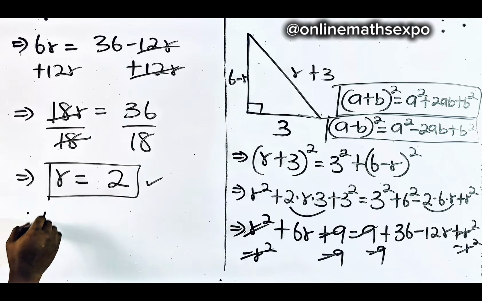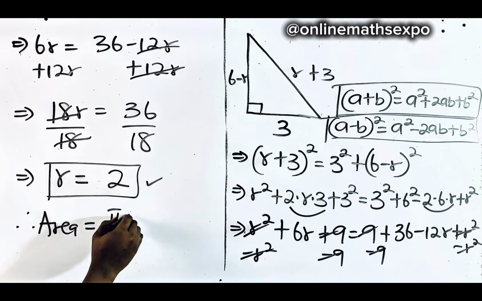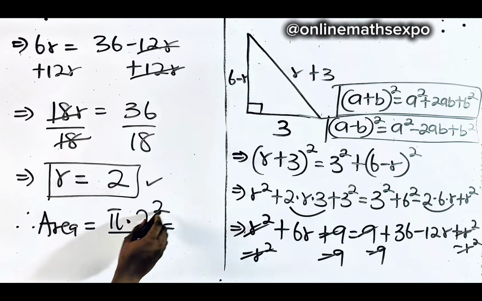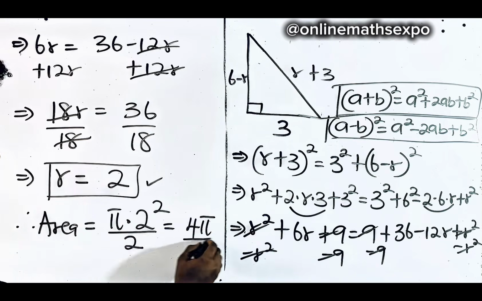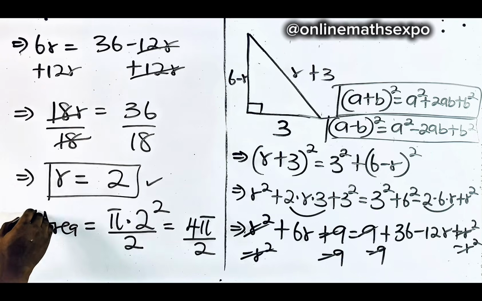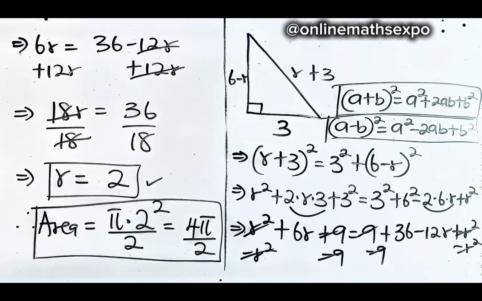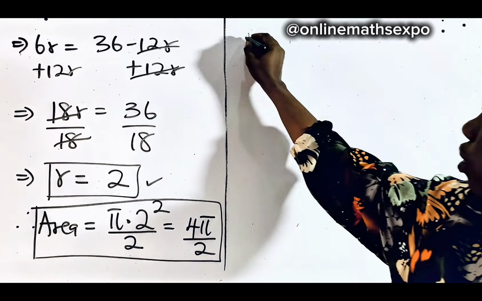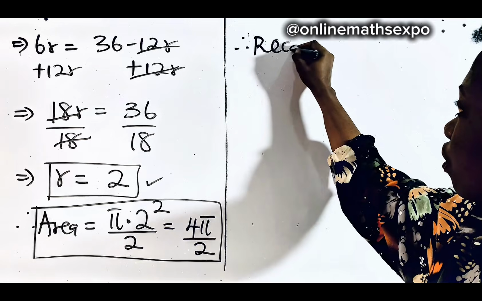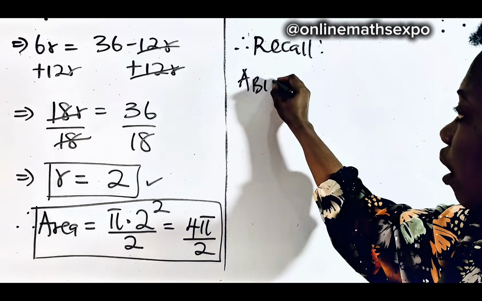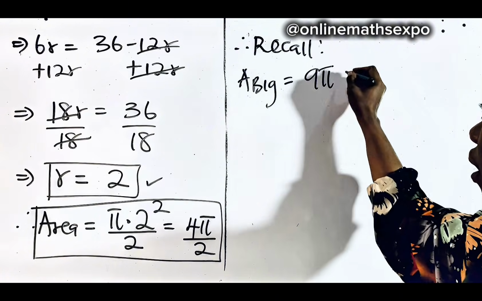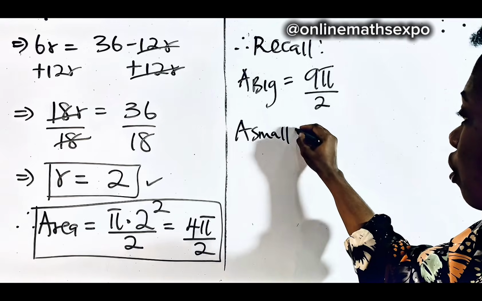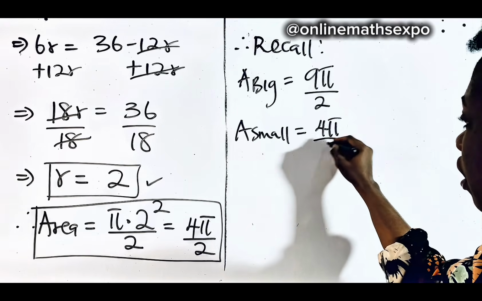In that case, it means that the area will now be pi multiplied by 2 squared, then divide by 2. So if you simplify, this gives us 4 pi divided by 2. So this gives us the area of the small half circle. Now let's bring them together to get the total area. To do that, we recall we said the area of the big half circle gave us 9 pi divided by 2, and the area of the small one gave us 4 pi divided by 2.